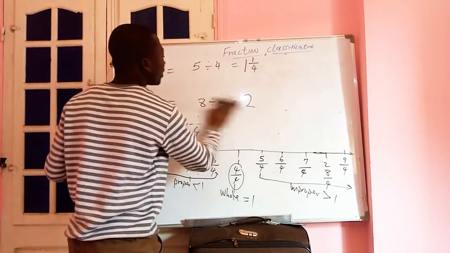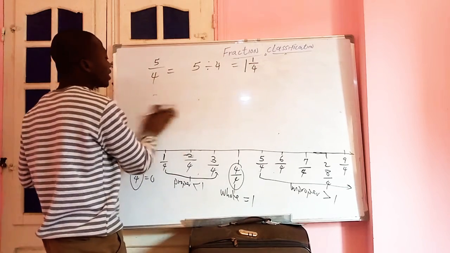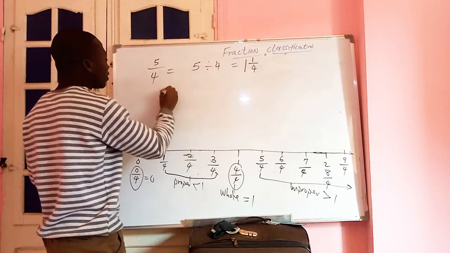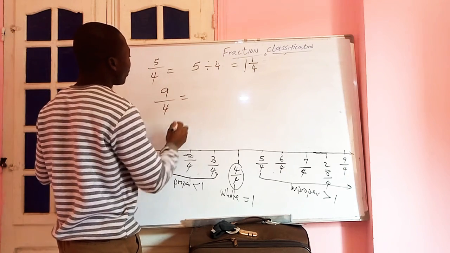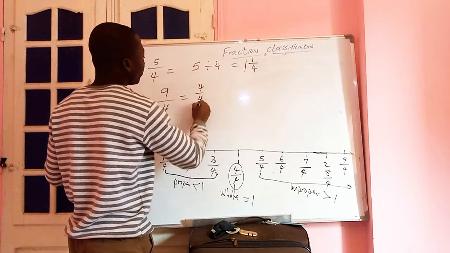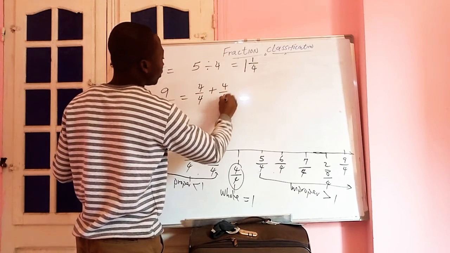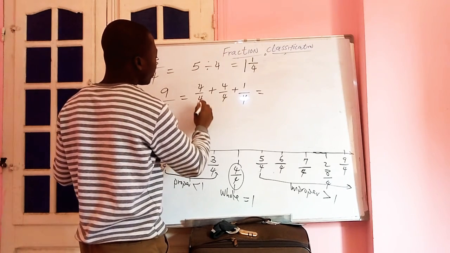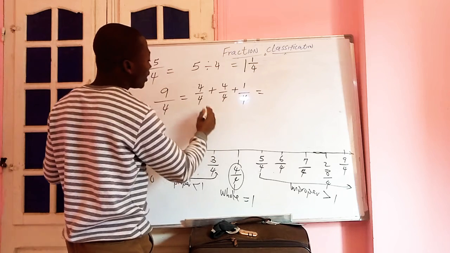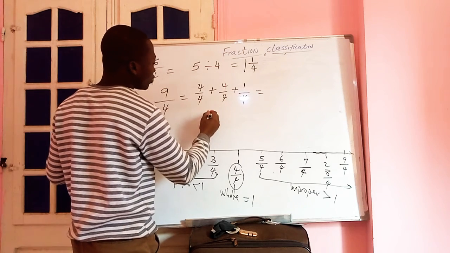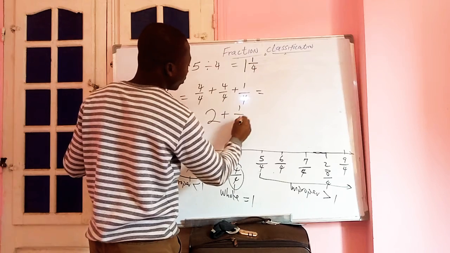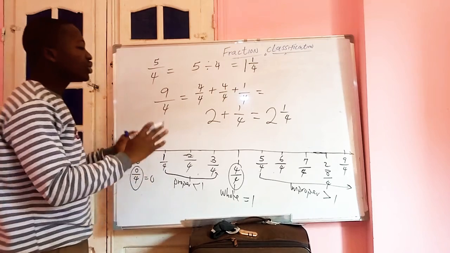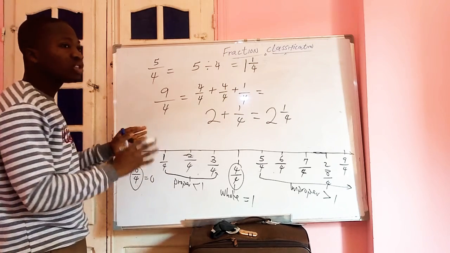So all the improper fractions have wholes hiding under them. Let's say we have 9 over 4. 9 over 4 is a combination of 4 over 4 plus 4 over 4 plus 1 over 4. 4 over 4 plus 4 over 4 is equal to 8 over 4, which is the same as 2 wholes. 2 wholes plus 1 over 4 is exactly the same as 2 whole 1 over 4. This is how we change an improper fraction into a mixed number.